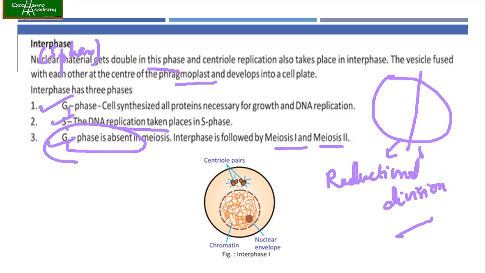So you have the cell. You can see that the nuclear envelope starts disappearing, as you know, and then the centrioles are getting doubled over here, right?